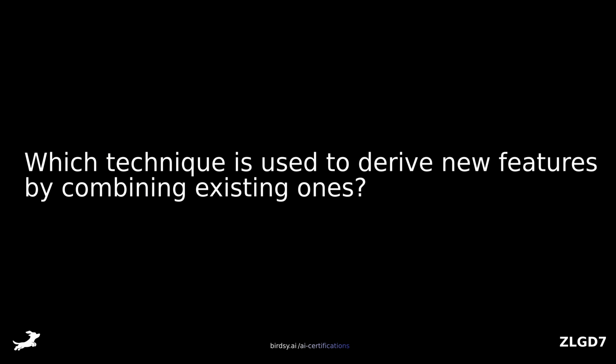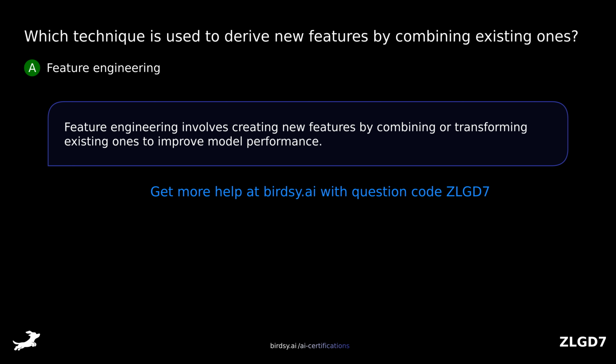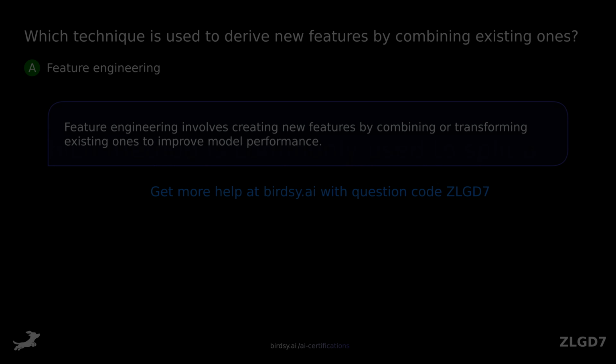Which technique is used to derive new features by combining existing ones? Is it A, feature engineering? B, feature selection? C, feature splitting? Or D, feature scaling? The answer is A, feature engineering. Feature engineering involves creating new features by combining or transforming existing ones to improve model performance.